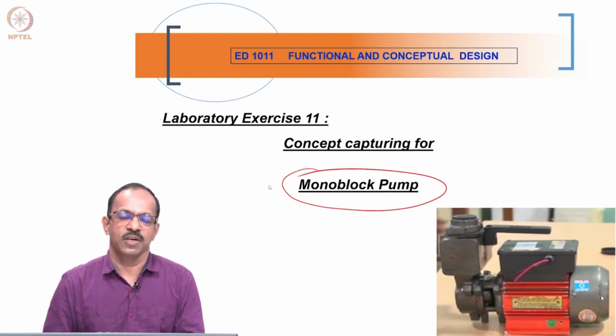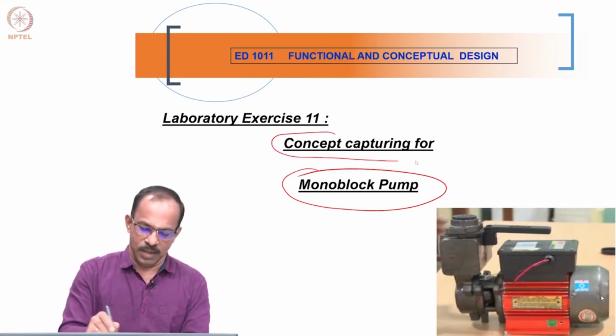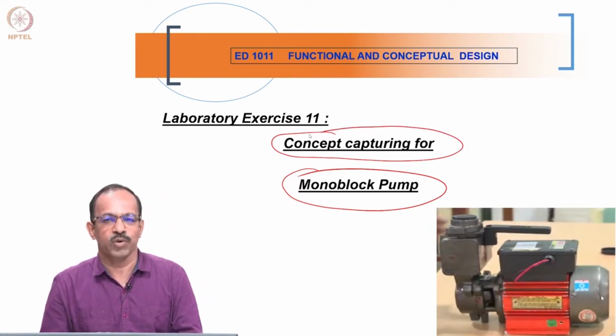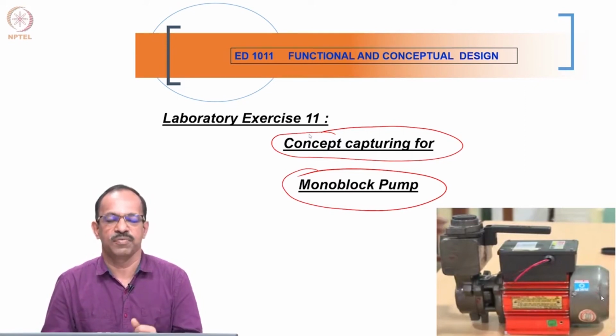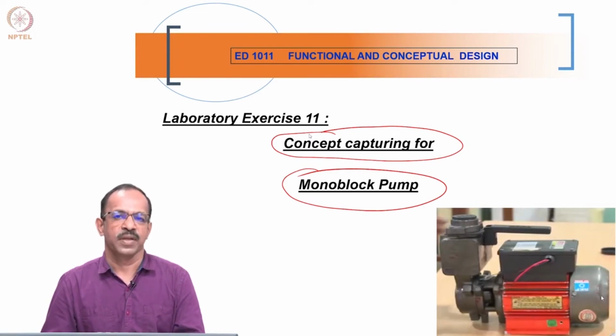So this exercise we are doing in order to do something called concept capturing. Actually you have been doing this concept capturing in all the exercises, knowingly or unknowingly. You are looking at how a particular product is providing a function, so that the physical form of that product actually is a concept provided by the designer. So we'll look into more details, because now you know what a concept is, how a concept is developed, and what are the ways in which you can have concept variants.